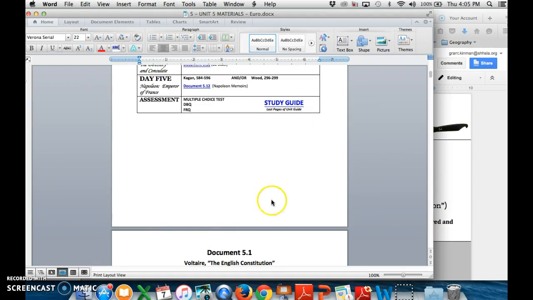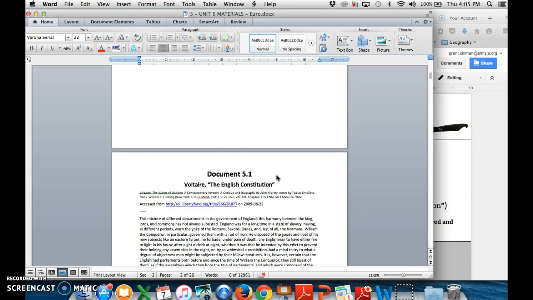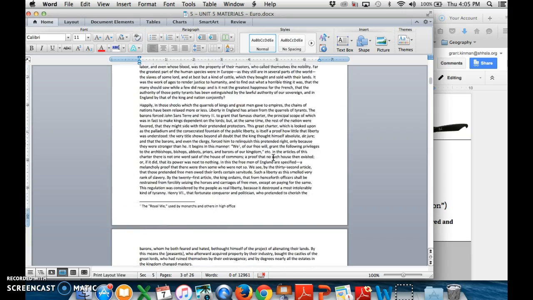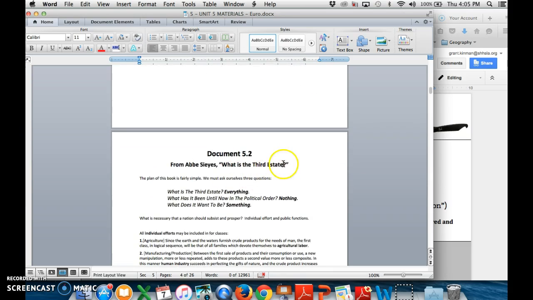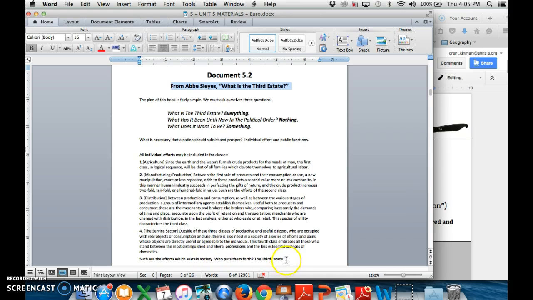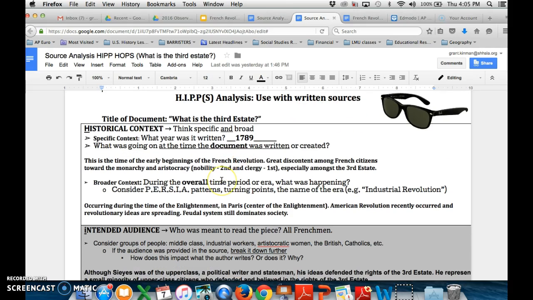So your documents look a little bit different because this is a longer version of these documents, but you have this one, what is the third estate, and that's for your document 19.1, and I shortened a lot of these up a little bit, and then this is the one I analyzed. So this is what your document looks like, and I broke this down. So I read through the document like you're going to do with the other ones, and then I used the chart to explain what's going on.